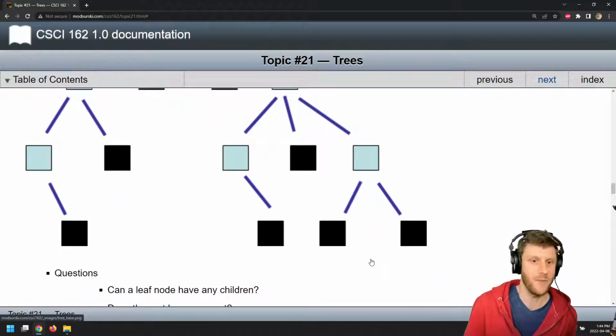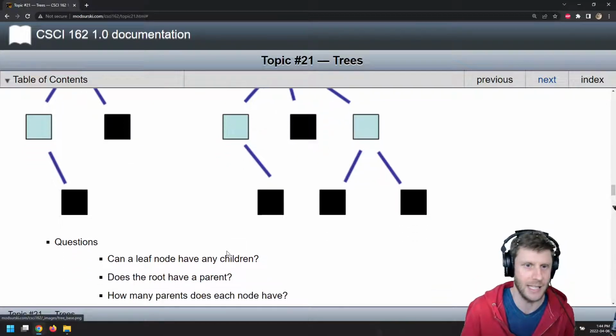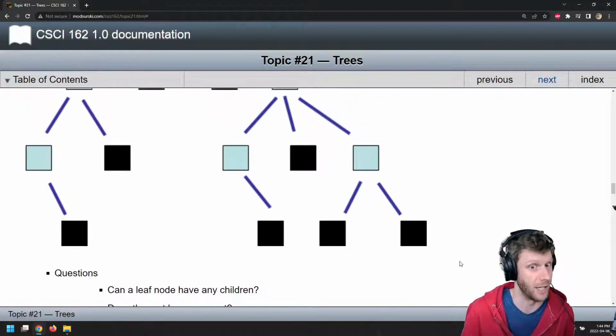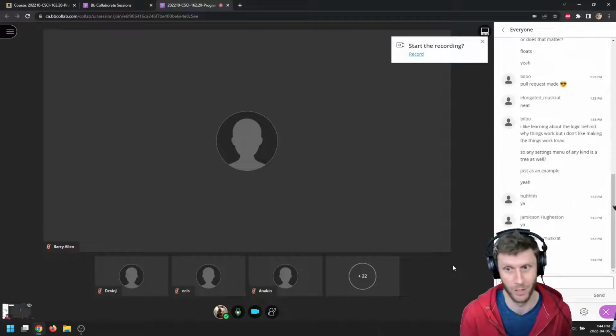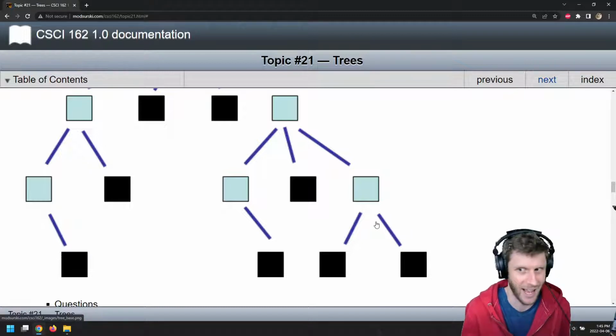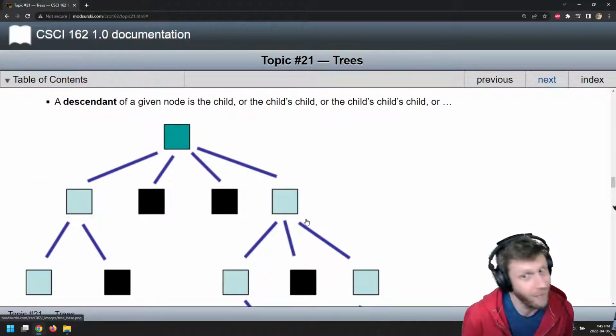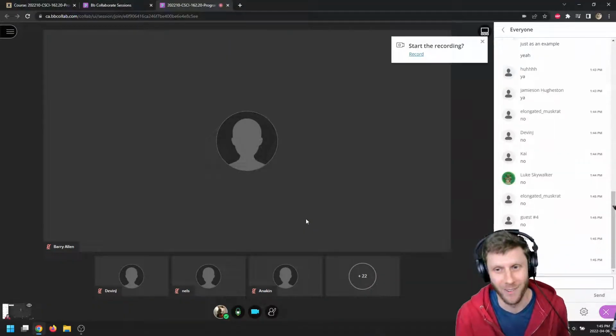Okay, here's a quiz. Everyone get ready to type in the chat. Can a leaf node have any children? No is the correct answer, because a leaf node is one that has no children. So by definition, it can't be a leaf node if it has children. Does the root have a parent? No, correct.